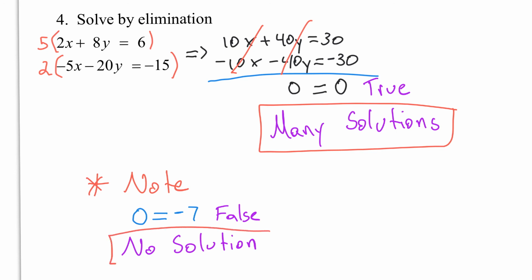So just keep in mind to look for those special cases. Let me just review with you guys again. If the variables cancel, the x and the y cancel, and you have a true statement, doesn't matter what numbers they are, but it is true, it is many solutions. And if, let's say you do the work, the x and the y cancel, and you get a false statement, doesn't matter the numbers, but it's false, it will be no solution.